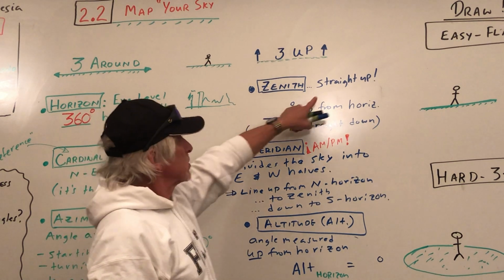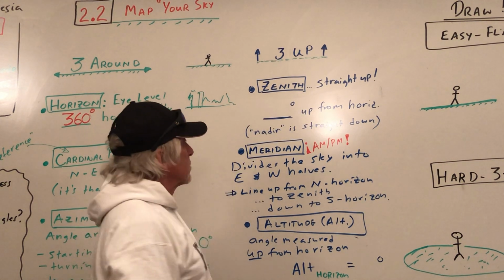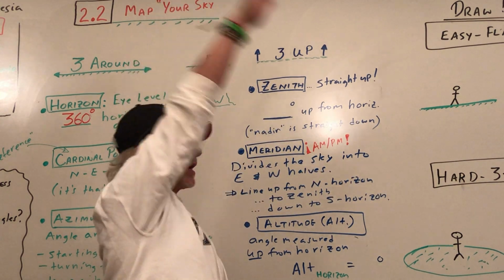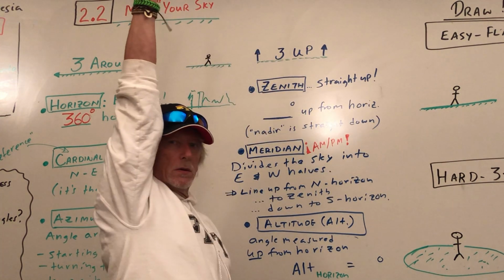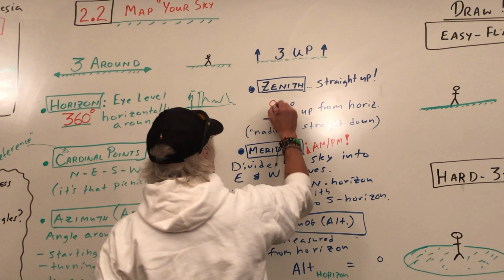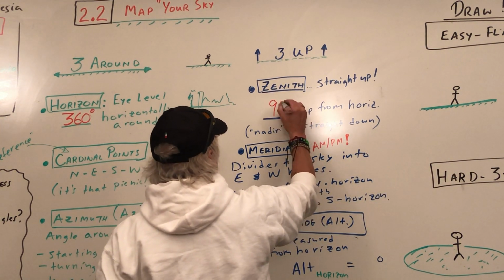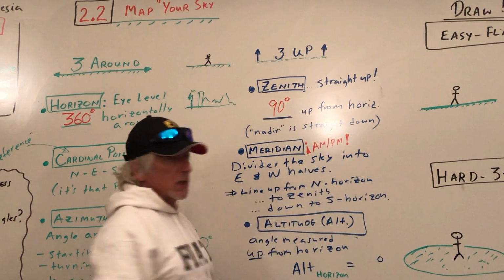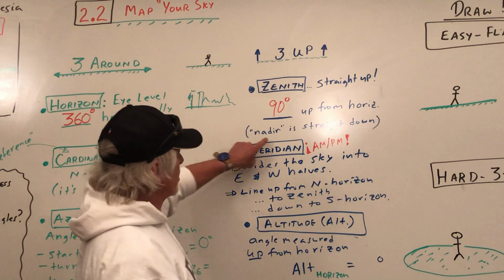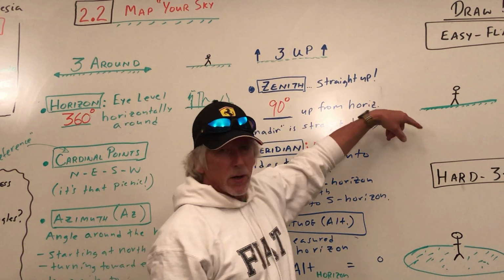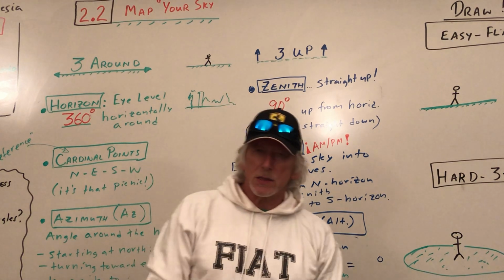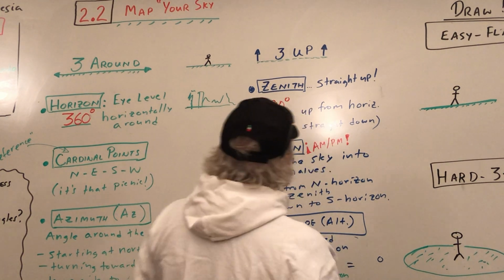Now the other term, let me go side to side, that is general for up. The farthest up you can go is, well, straight up. Straight up is up from the horizon. So how far up have I gone from the horizon? What's that angle? You know it. 90 degrees. Now I'm going to throw this in here, although I don't emphasize it: nadir, which is straight down. The opposite is the zenith, straight up.